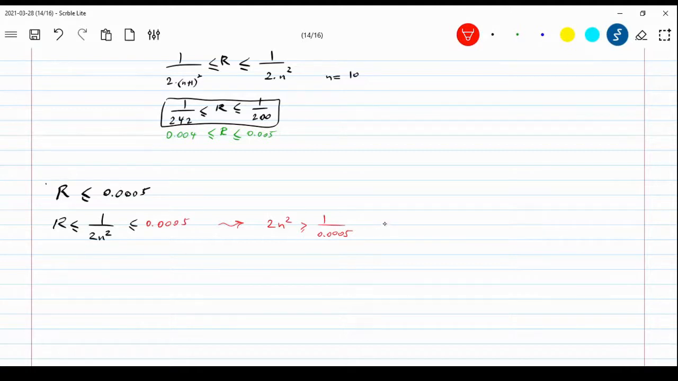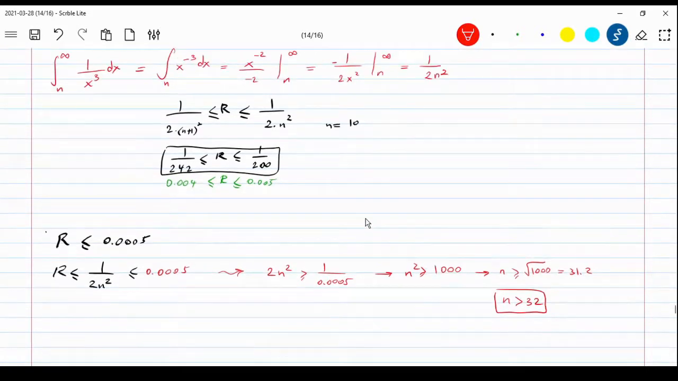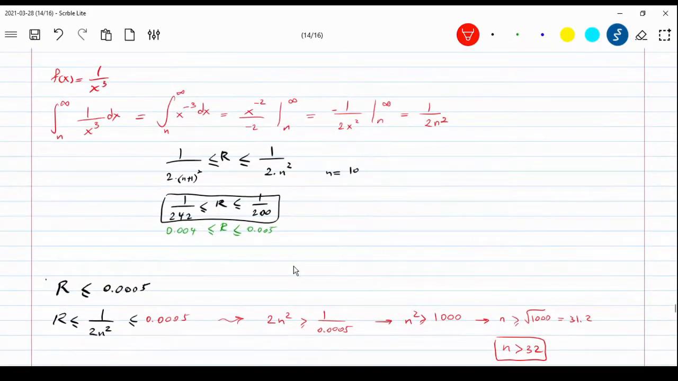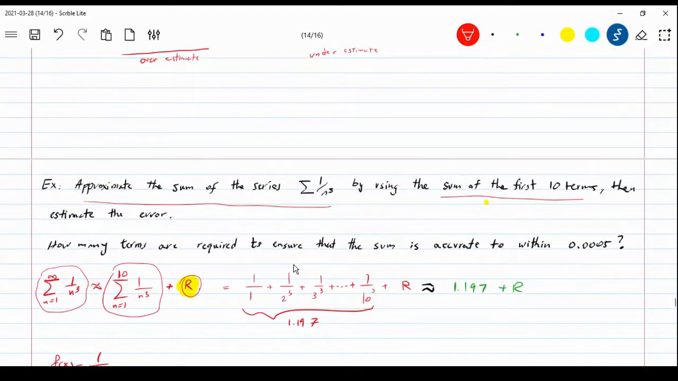That is just a simple fraction that would be 2000, so n squared must be greater than or equal to 1000. Therefore n must be greater than the square root of 1000, which is close to 31.6. So I can say n must be at least 32. If we add up 32 terms together, the remainder would be less than 0.0005 as the error.